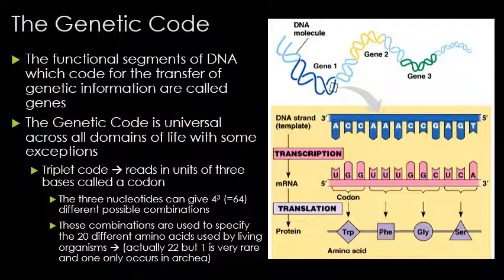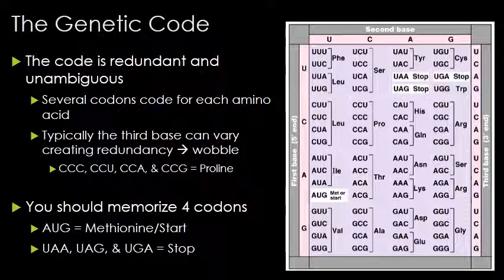So if I have 4 base types with 3 positions, that means I have 64 different possible combinations. These combinations specify the 20 different amino acids used by living organisms. There are a couple of exceptions, but what we see is this overall genetic code is universal across all domains of life. Not only is the genetic code universal, it is also redundant and unambiguous.